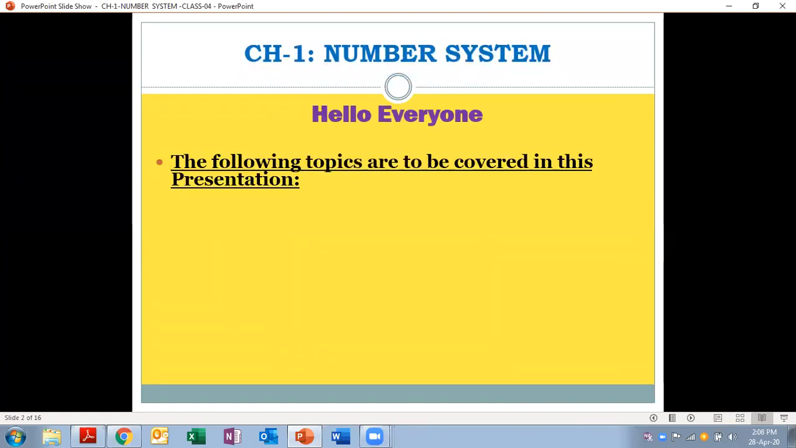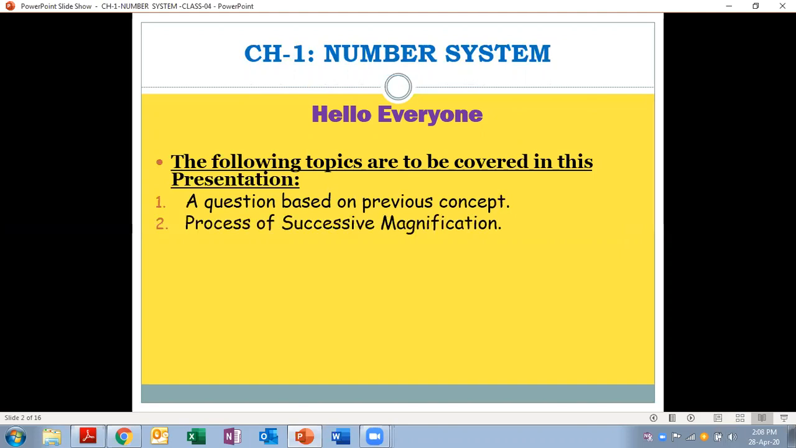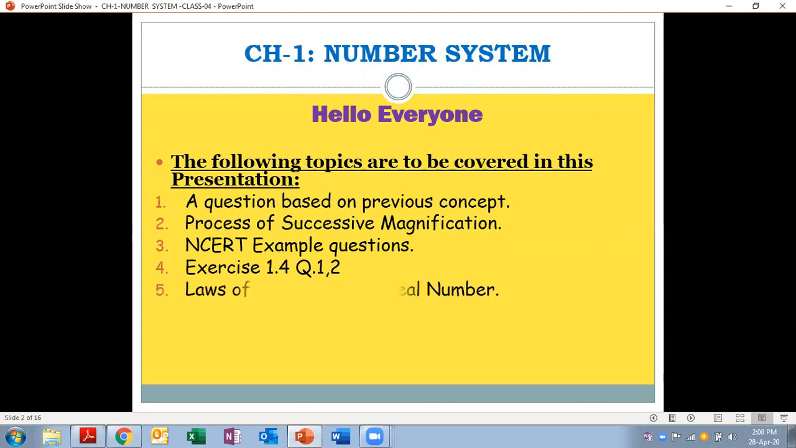Hello everyone. In this video, I'm going to discuss with you the following concepts. A question based on the previous concept. Then we are going to discuss the process of successive magnification. NCERT example questions we will be discussing, and then exercise 1.4 question number 1 and 2, and laws of exponents of real numbers. That is what we are going to complete in this presentation.